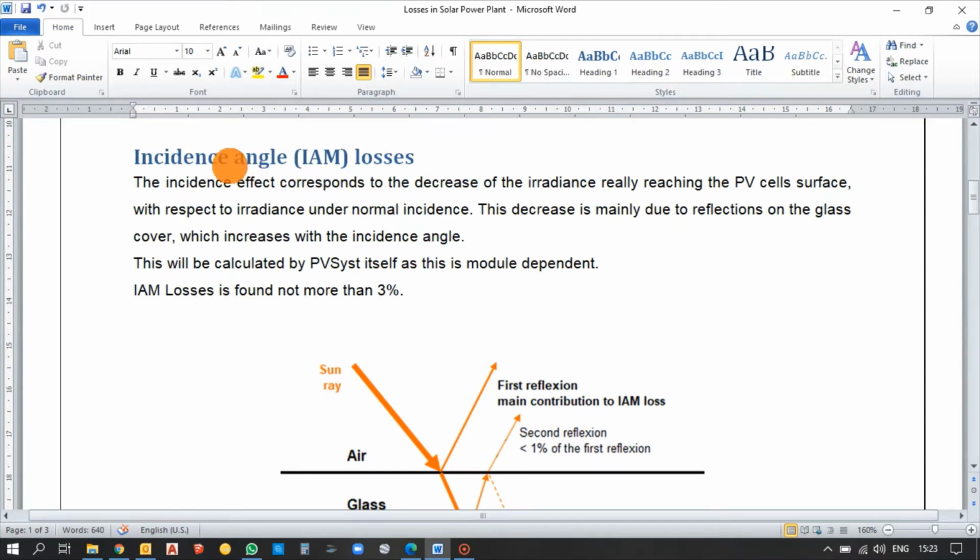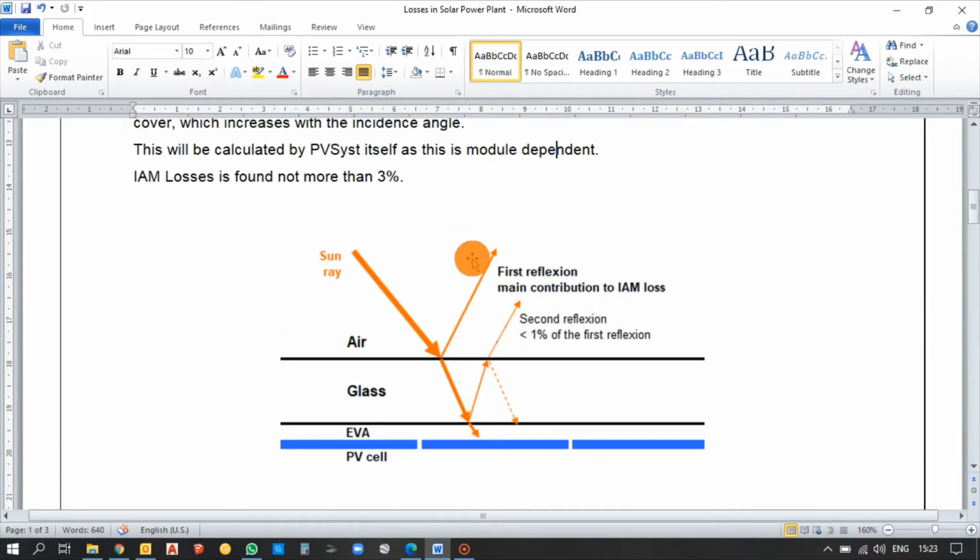First, going with incident angle modifier losses. This is mainly due to reflection of the radiation from the sun. You can see this is the atmosphere and this is the first layer of the module, which is the glass, then the EVA sheet and the PV cell. When the radiation comes from the atmosphere, it gets reflected from the glass. So this factor defines the IAM losses.